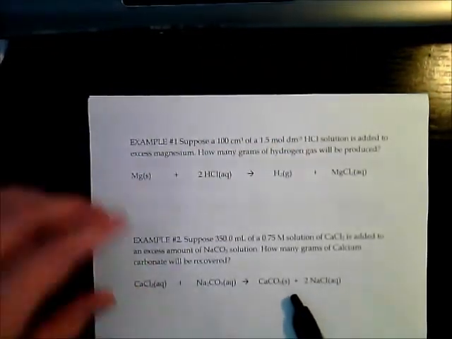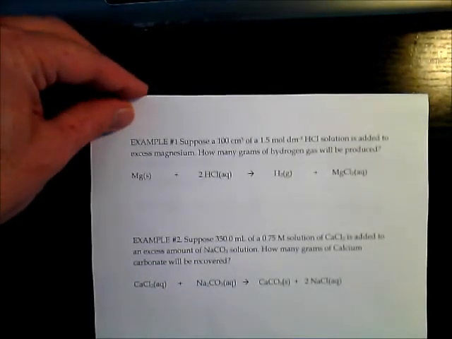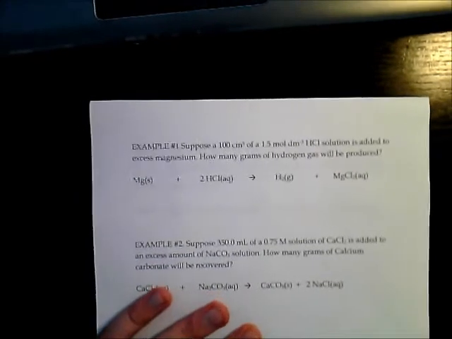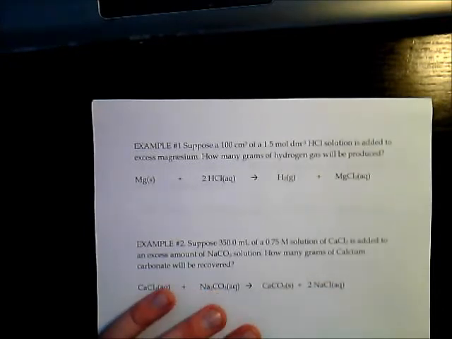Okay, so it says, suppose 100 cubic centimeters of a 1.5 molar HCl solution is added to excess magnesium. How many grams of hydrogen gas will be produced? All right, let's see if we can decently focus. I guess you can sort of see it.